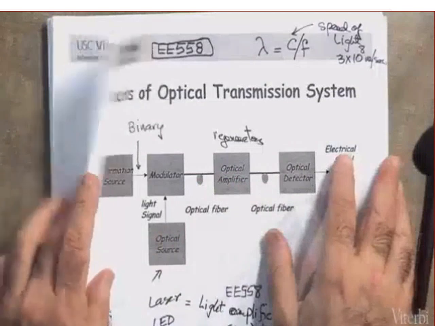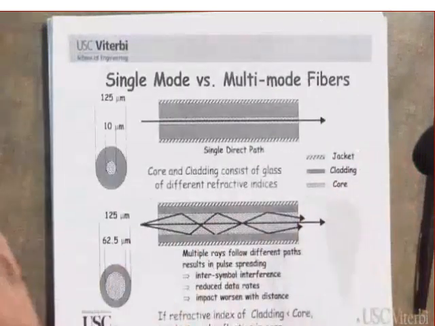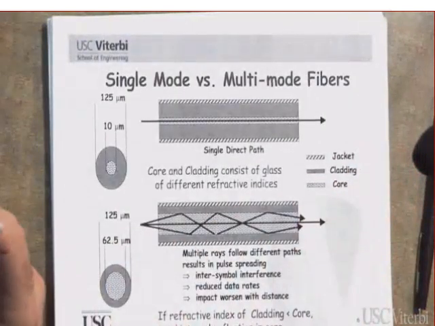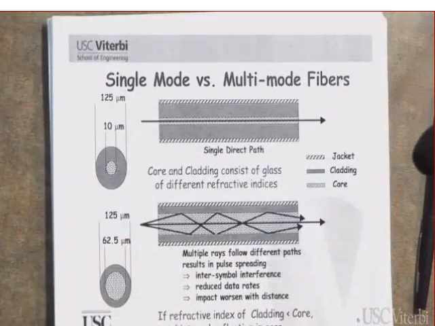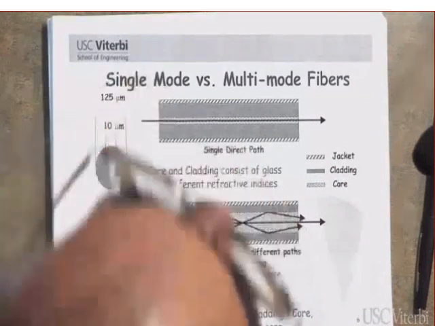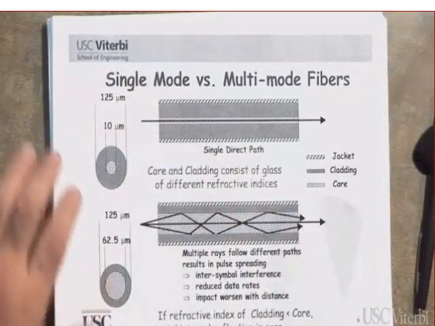Now, let's look at the fibers. We have what is known as a single mode and a multi-mode. Which one do you think is better? Single mode or multi-mode? A single mode is much better. Clear? What does that mean?